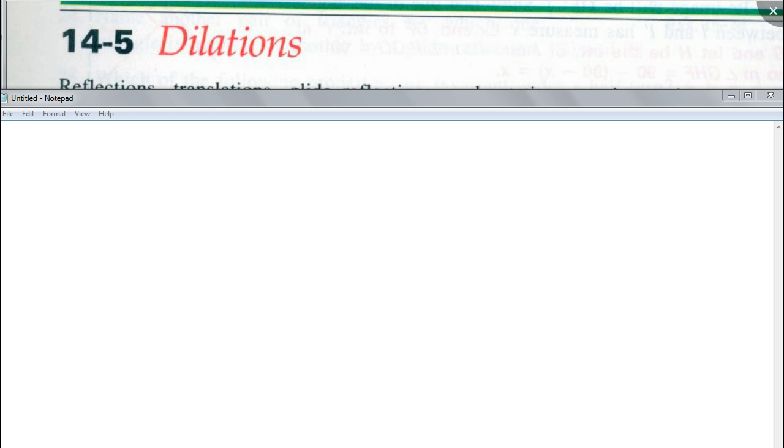What did you notice about all the transformations that we've learned so far? They were a special kind of transformation called an isometry, right? But today, dilation, it turns out this one is not an isometry.